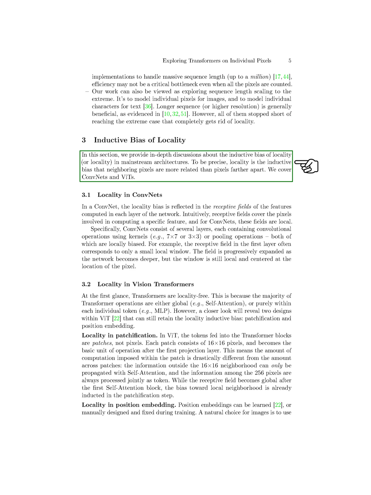Moving on to the inductive bias of locality in mainstream architectures, we delve into conv-nets and ViTs. In conv-nets, the locality bias is evident in the receptive fields of features computed in each network layer, where neighboring pixels hold more significance than distant ones. On the other hand, transformers initially appeared to be locality-free, but ViT incorporates designs like patchification and position embedding to retain some level of locality bias.